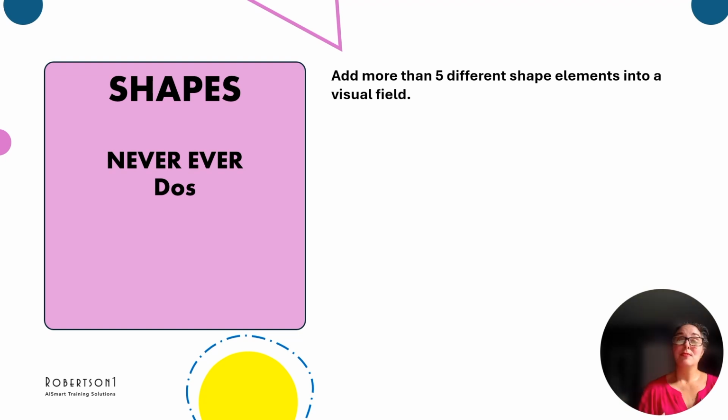Okay, so the first rule is you shouldn't have more than 5 different shape elements within a visual field. Unless those shapes are part of a very specific design and design element, just try to stick to this rule as much as you can.